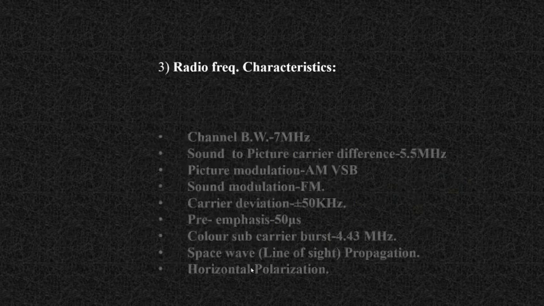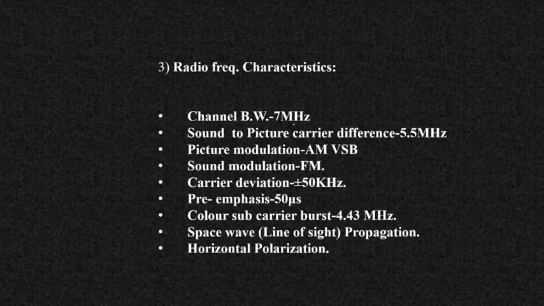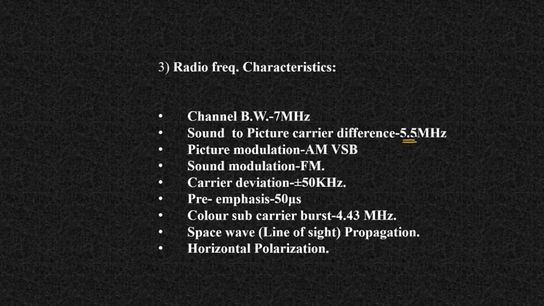So radio frequency characteristics. अभी हम radio frequency, the complete channel bandwidth I'll consider here. So my channel bandwidth is 7 megahertz, which includes audio plus video. ठीक है. Sound to picture carrier difference. This is 5.5 megahertz. ठीक है. I'm going to explain this one, but you right now remember it's 5.5 megahertz.